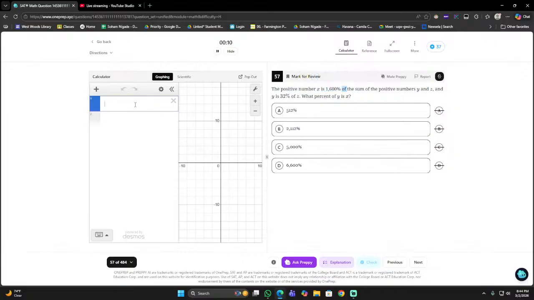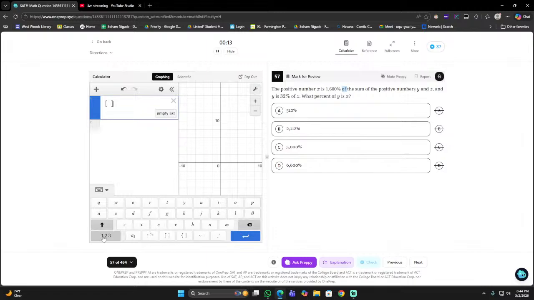Alright, boys, watch up. This is about to save you in a test. You do this, bomb. Okay, ready, boys? It says number x1. We can type x1 equals 1600% of the sum, the sum of y plus z. Okay, and then we say the y1. Okay, so now we have x1.